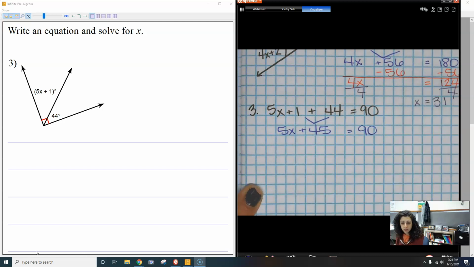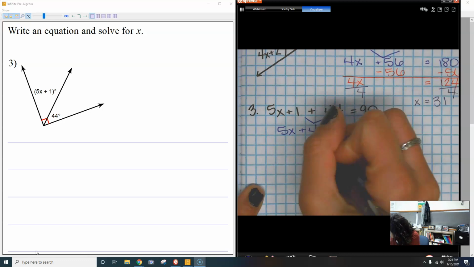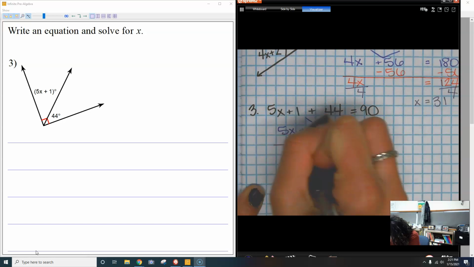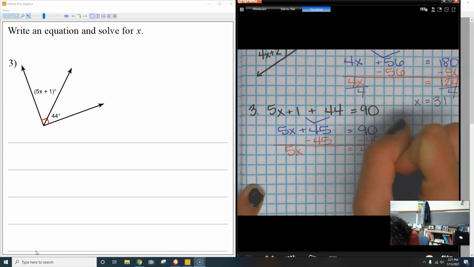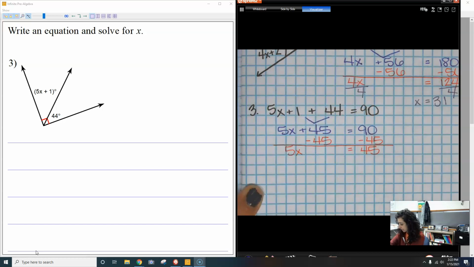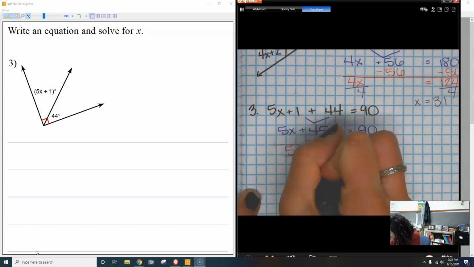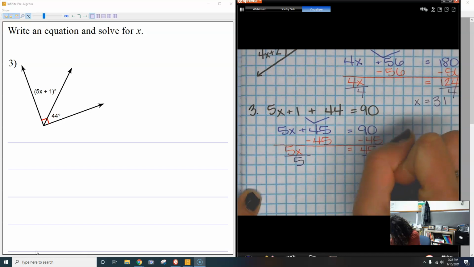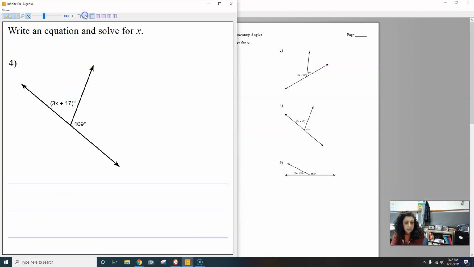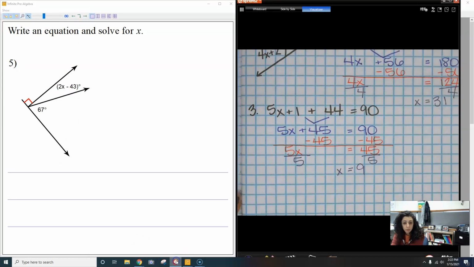All right, so from here, we're going to solve. Hopefully, we're getting the steps down. I'm going to minus 45 from the left, minus 45 from the right. 5x equals 90 minus 45 is 45. Again, to keep myself really organized, I want to keep my equal signs pretty lined up. This means to multiply. The opposite of multiplication is to divide by 5, divide by 5. So I get x equals 9. Again, we're going to learn how to check our answers, but for right now, we're just going to leave it at that. All right, I'm going to skip ahead to number 5.